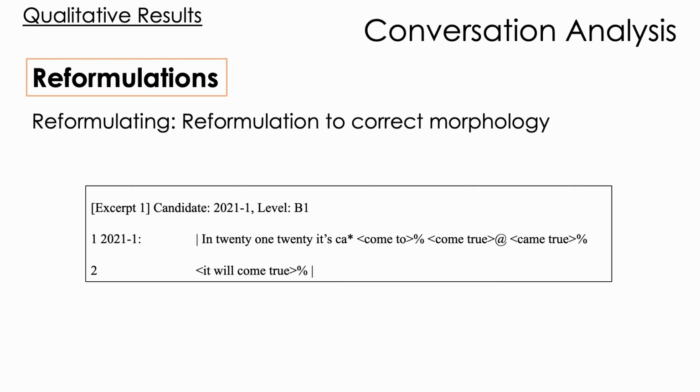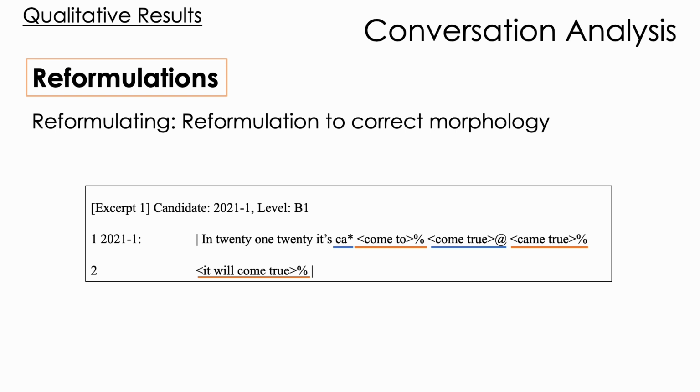Now we are going to look at some examples of the results of conversation analysis. One of the most common examples seen in reformulations is correcting morphemes. In excerpt 1, the candidate almost said "came" and then reformulated the tense 3 times: "come," "came," "will come." Furthermore, hesitation and replacement are induced.